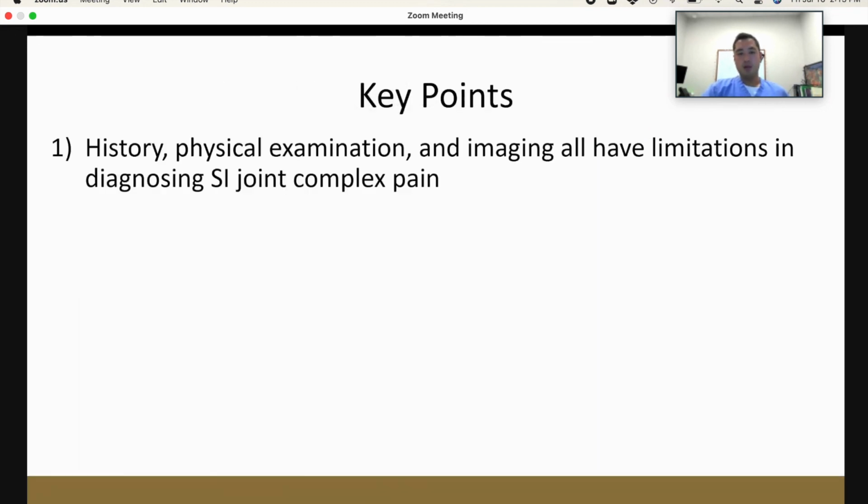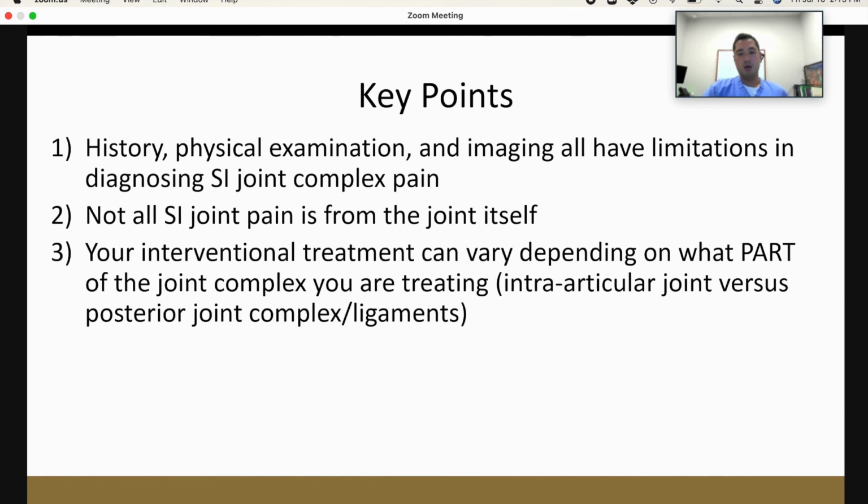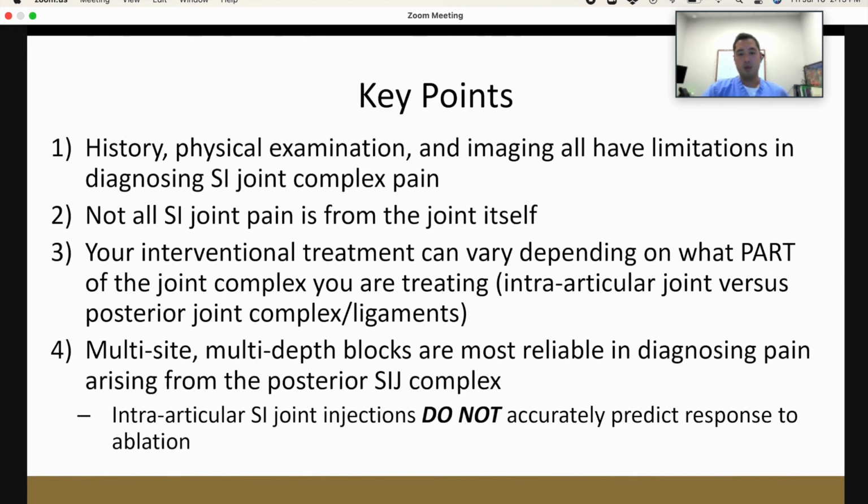So key points, again, I didn't really go over the history and physical part, but history, physical exam, and imaging findings all have limitations when you're trying to diagnose SI joint pain. Not all SI joint pain is from the joint itself. And how you decide to do an interventional treatment can vary depending on what part of the SI joint complex you're treating, whether you're trying to treat the joint itself versus the posterior joint complex and ligaments. When you're thinking about doing an ablation on someone, they should not get it based on how they find relief with an intra-articular injection, but how they find relief with sacrolateral branch blocks.